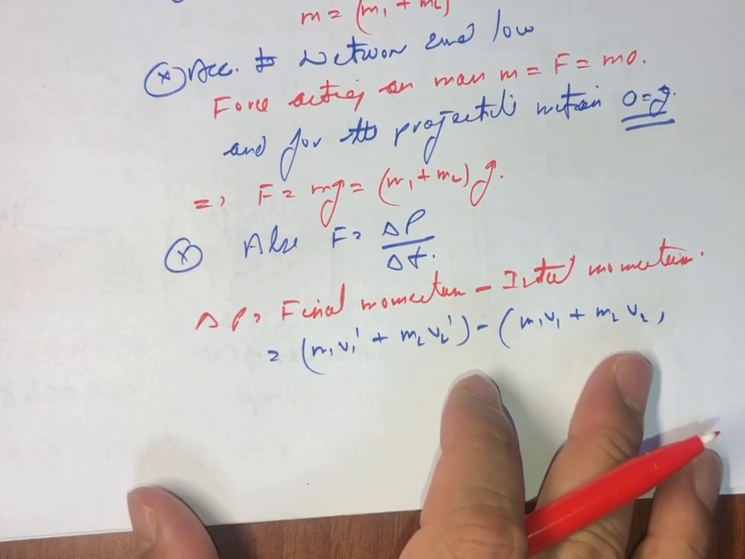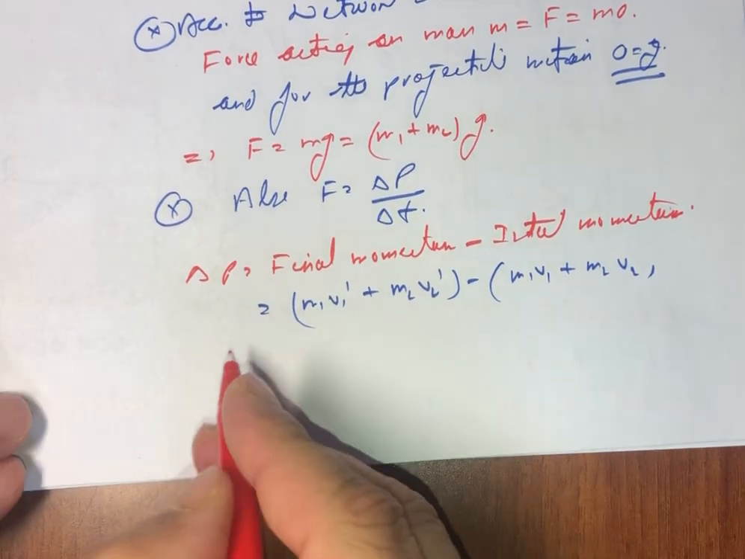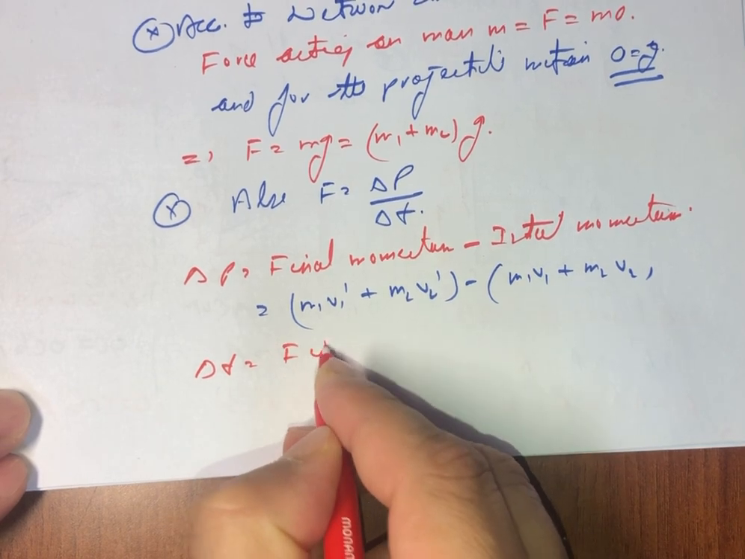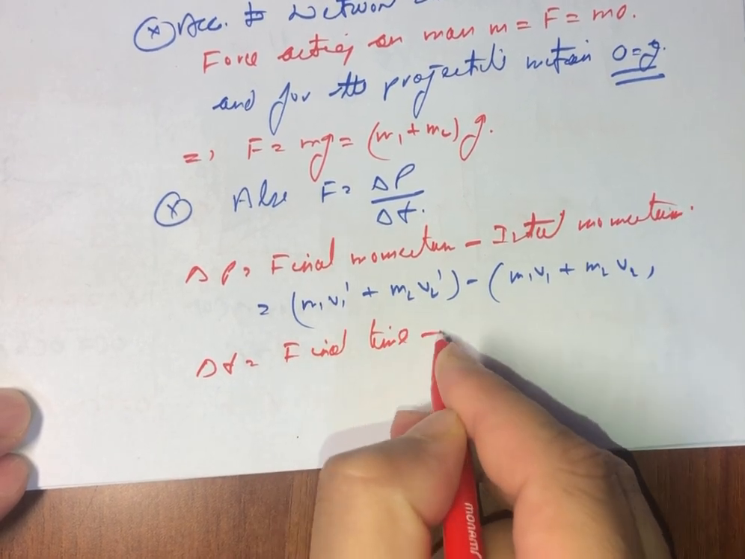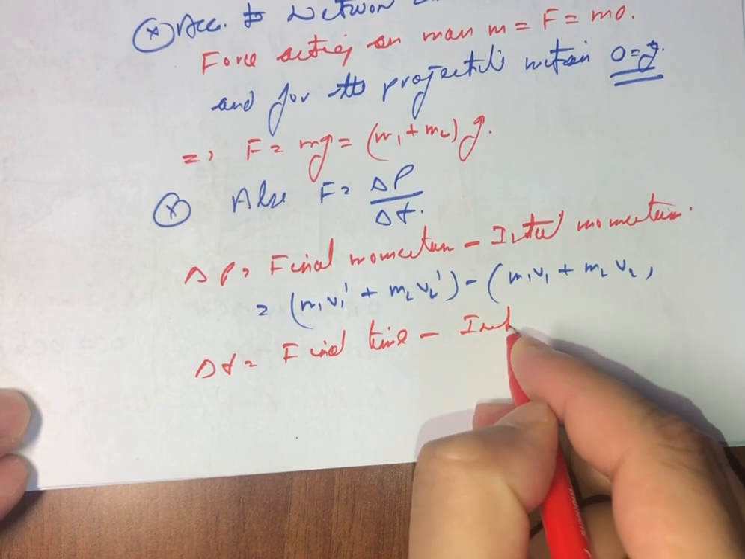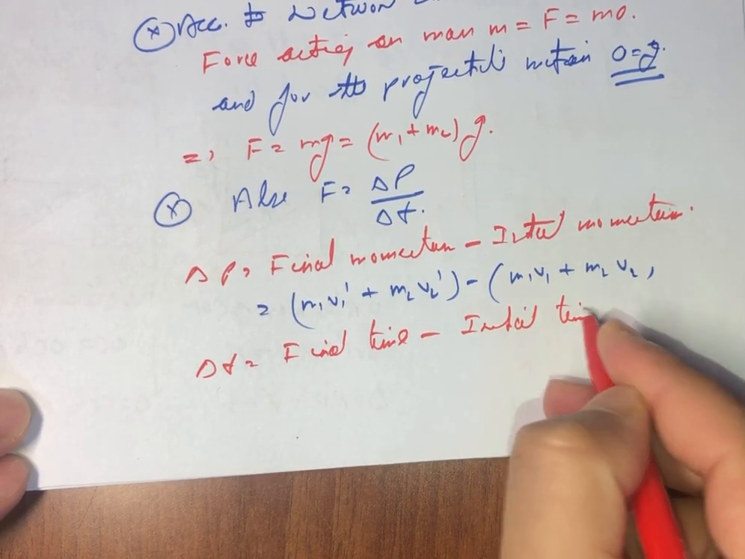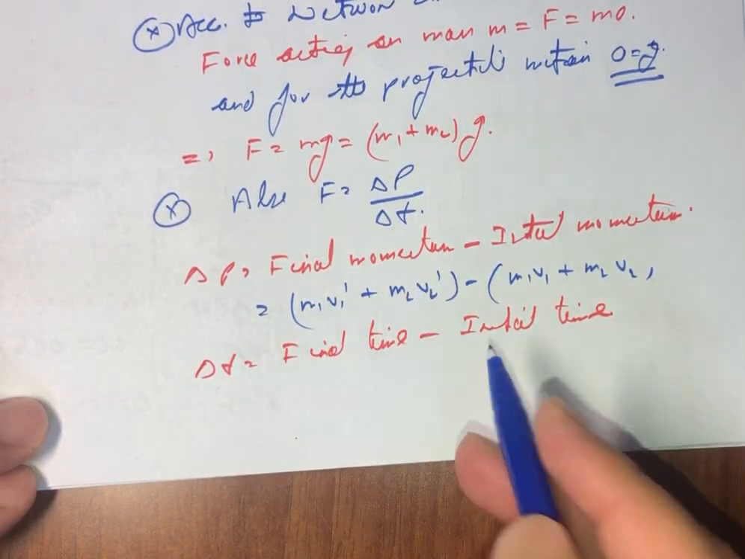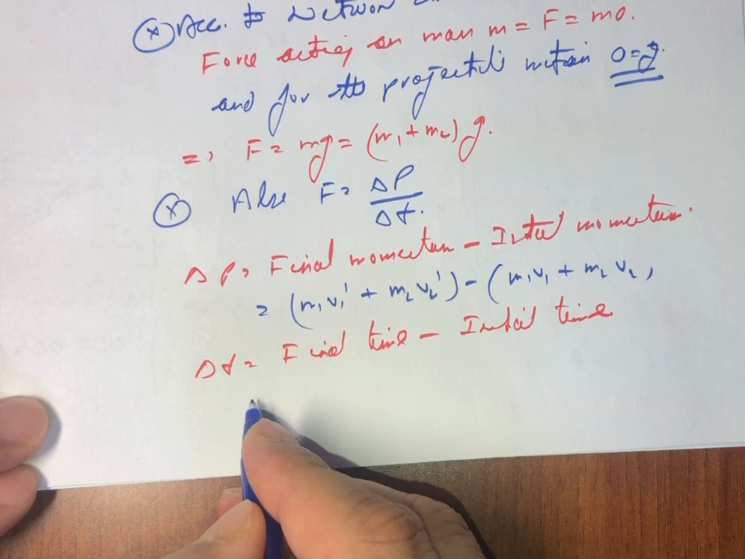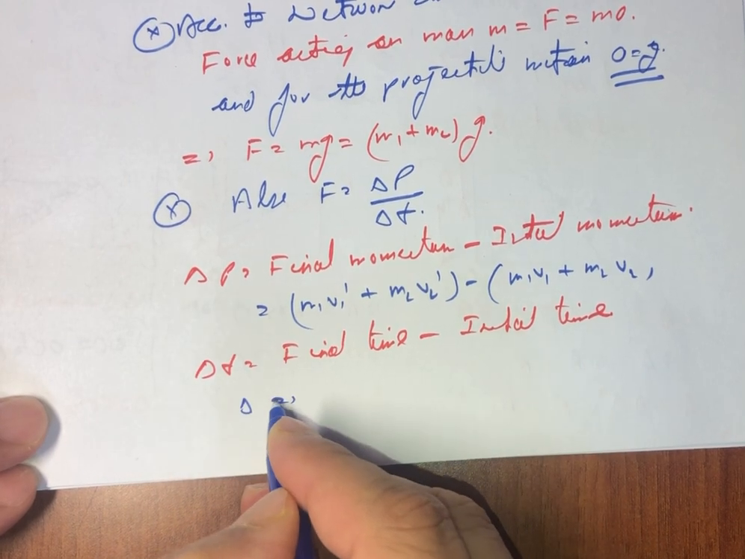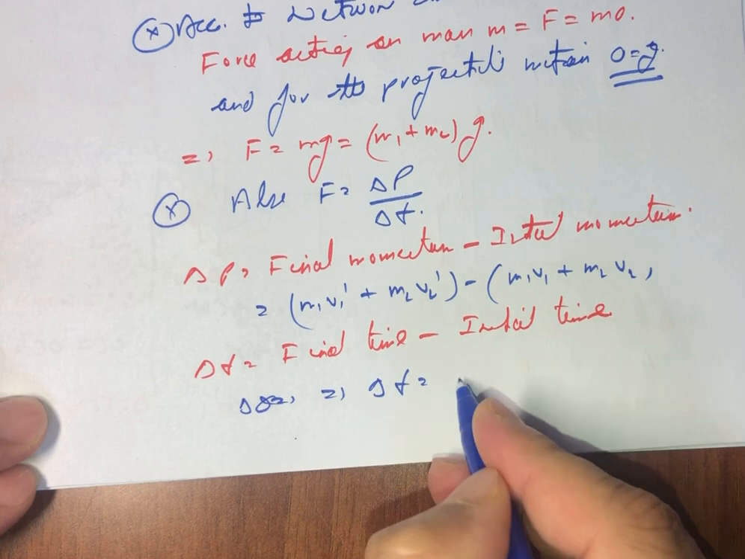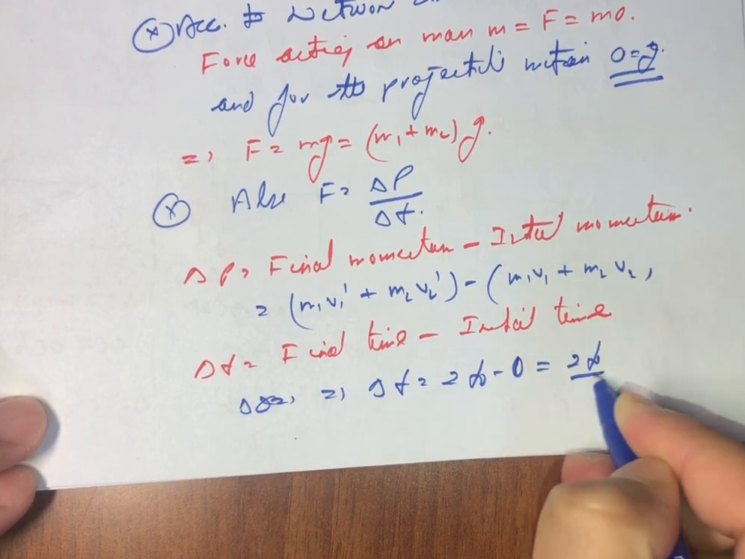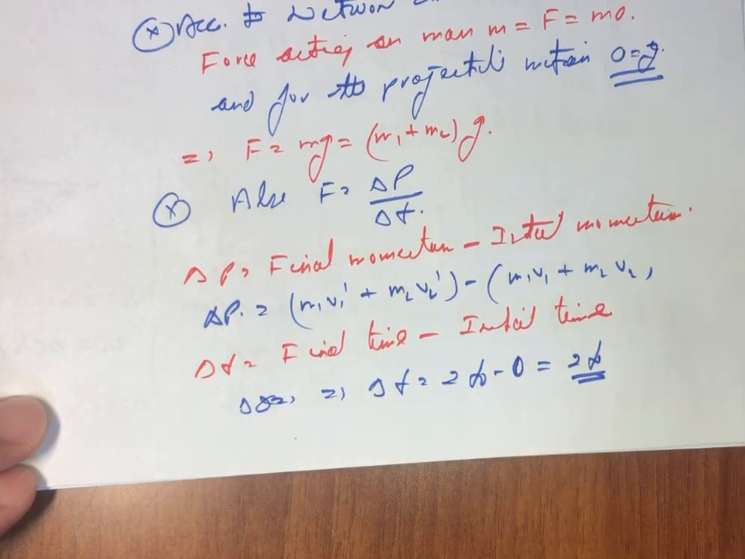And delta T will be equal to final time minus initial time. So we can say final time is twice t naught, initial time is 0. Therefore, we can say delta T is equal to twice t naught minus 0, which is equal to twice t naught. And we have this as a delta P.